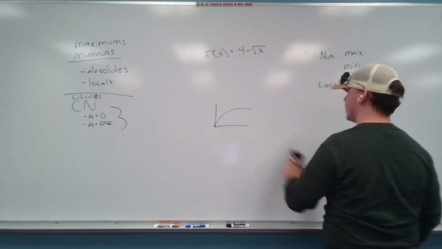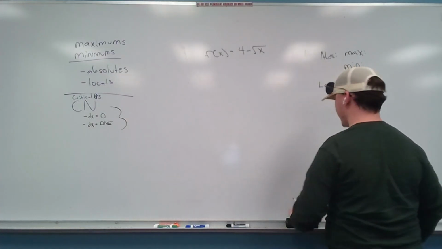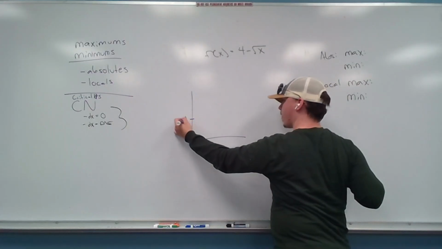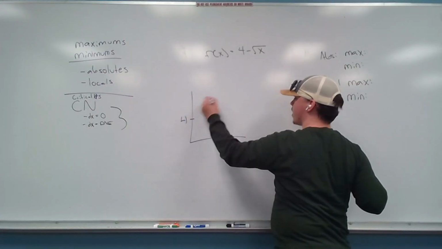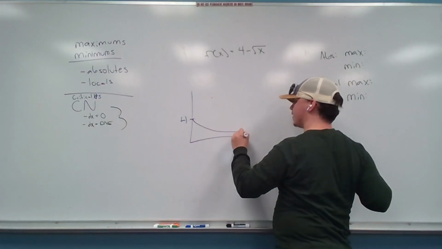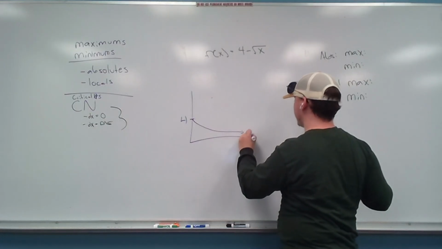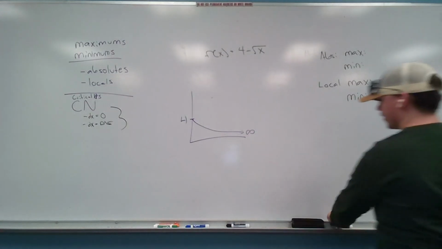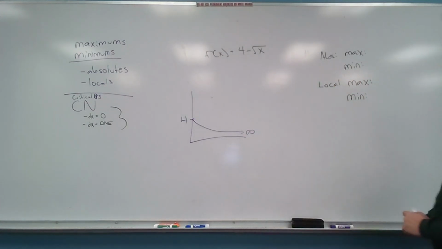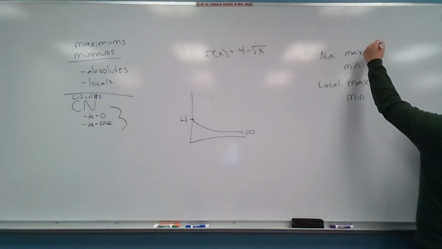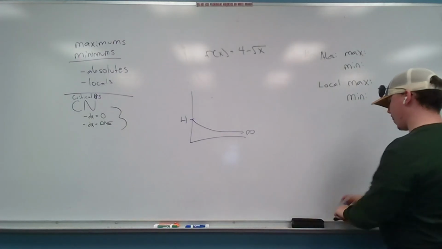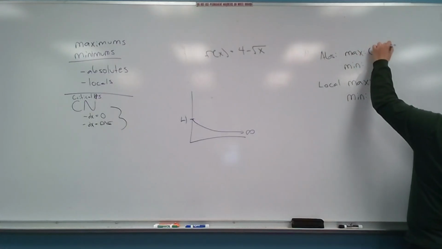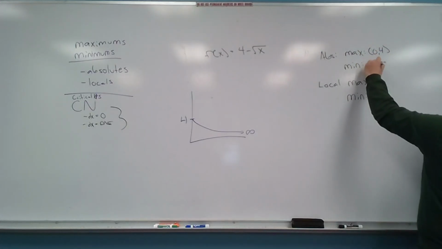Not a problem. So on this one, we have a y-intercept at y equals 4. And instead of going up, it's going to go down, so it's just going to go like that, and on forever. It's not going to end. So it goes towards infinity. So absolute maximum, absolute minimum: we can say that the maximum occurs at 0, 4, and the minimum does not exist. There is no minimum.